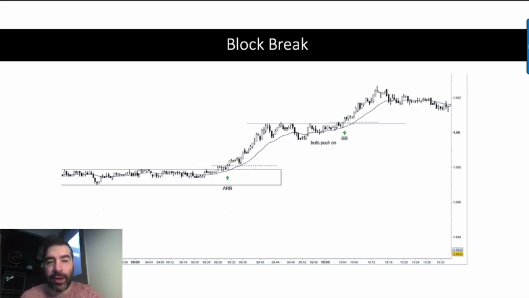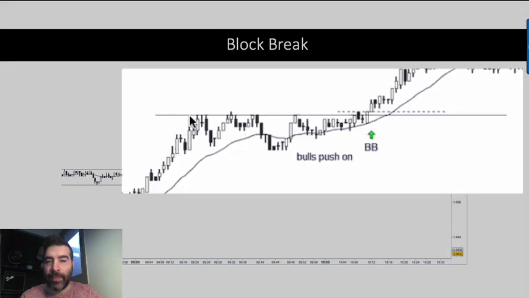Then after this advanced range break, the market went up and hit a top, came back down, and now it's topping. And that's what we like to see for a block. That's what we call a block when it's topping like that.